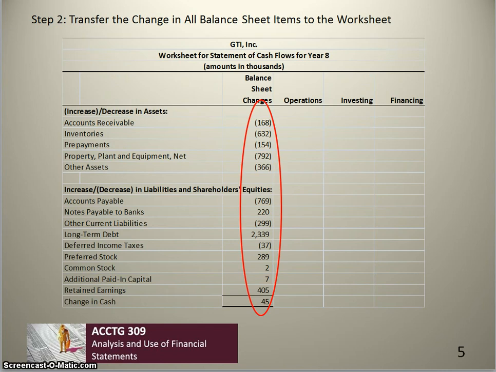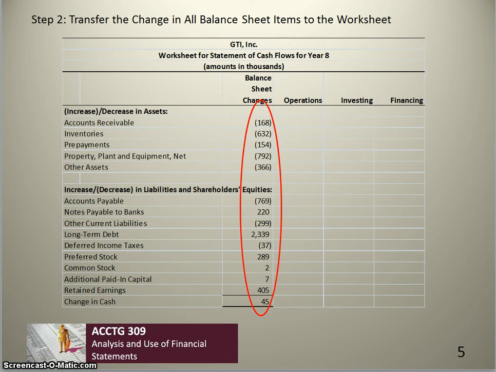The next step is to transfer all of the changes we just calculated into the first column of the worksheet, the column titled Balance Sheet Changes. Now we must transfer every single change that we calculated off the balance sheet onto this worksheet, or our statement of cash flows will not balance with the changes in the balance sheet.